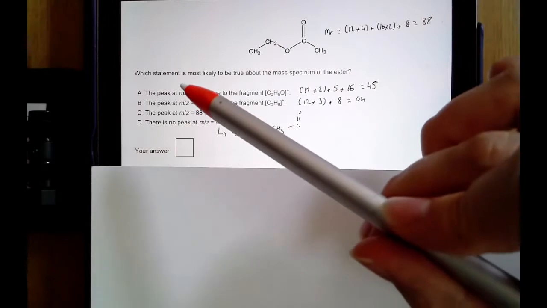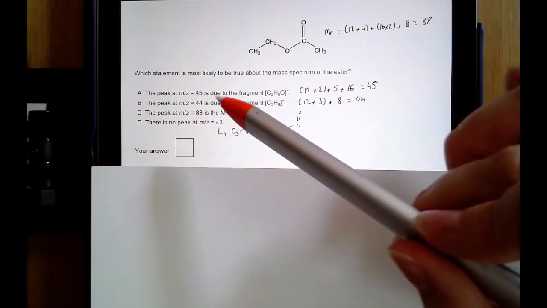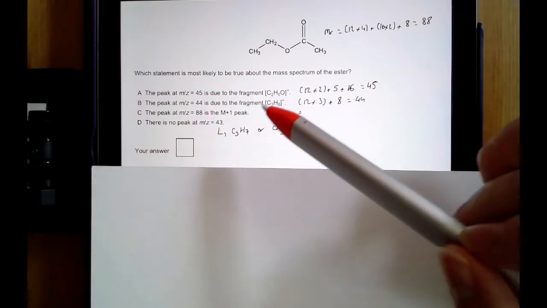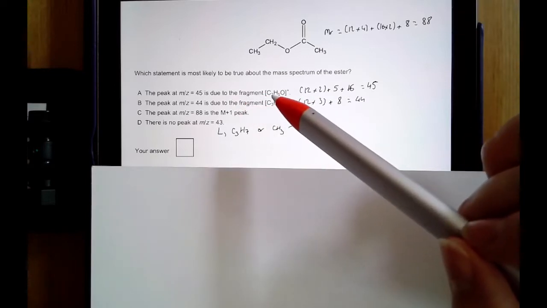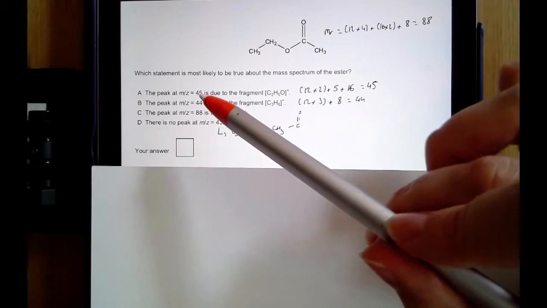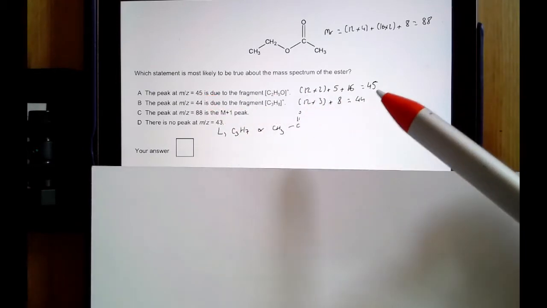So the first peak they give you is at 45, and they say it's due to this fragment. The first thing I would do is calculate the formula mass of the fragment and make sure it's equal to the mass they've given you. When I do that, okay, so this fragment does have a mass of 45.